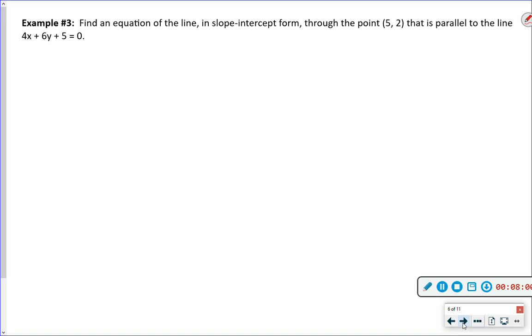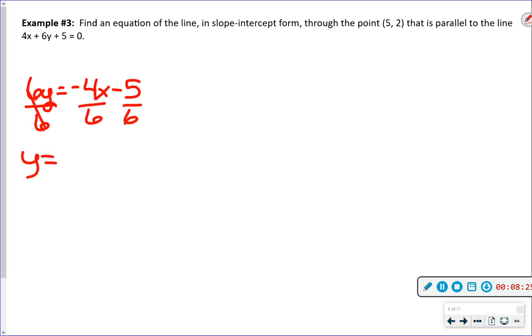What I need off this equation is the slope of it. So what I'm going to do is solve it for y, put it in mx plus b style, and then figure out the m. So I'm going to solve for y. I'm going to subtract 4x and subtract the 5 over. You could have subtracted 6y, of course, too. And I'm going to divide everything by 6. Okay, let's reduce. So 2/3, 5/6. I'm glad I don't have to graph it.